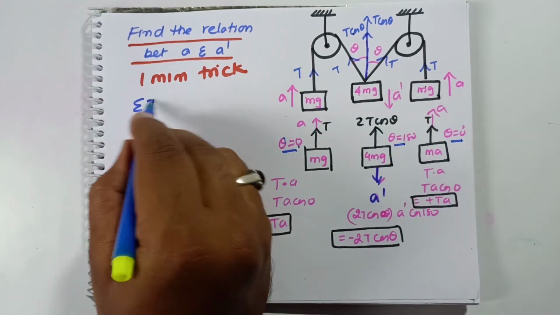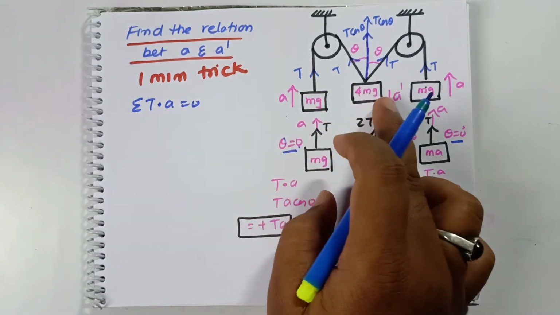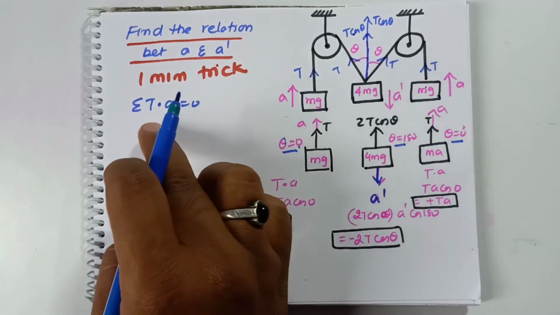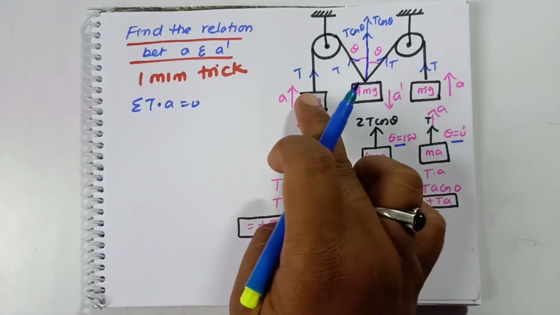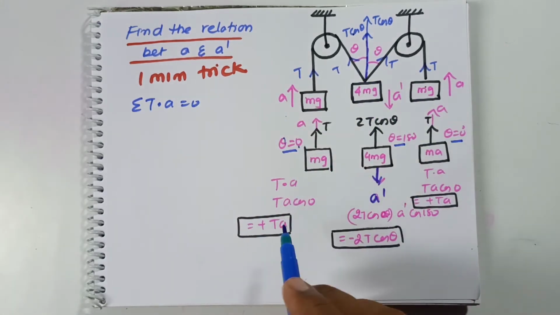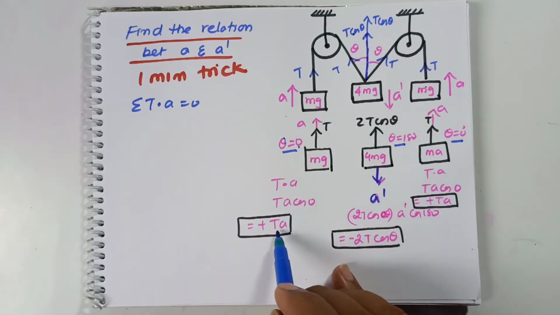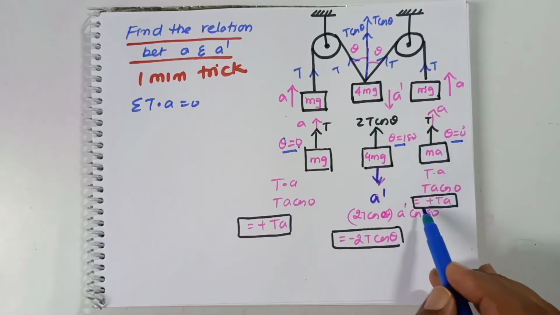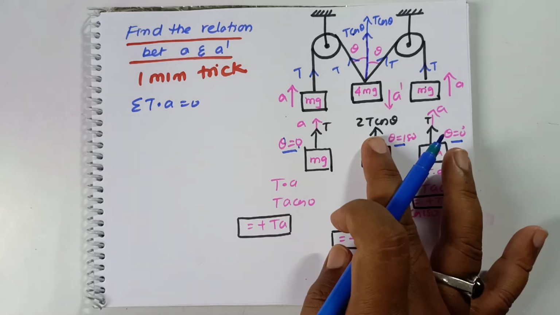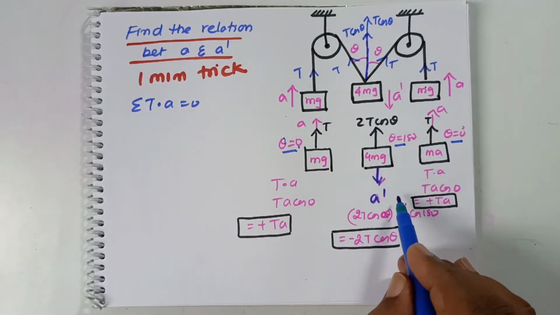So what is the basic concept from which we are going to derive an equation here? The basic concept is T dot A is equal to 0. The algebraic sum of tensions dot accelerations of the blocks in any system is going to be 0. So if you consider these two blocks first, tension and acceleration are in the same direction. So finally, T dot A is equal to TA cos 0, which will become plus TA. So here also the same thing, plus TA you will get here. But in the middle block, 2T cos theta is upwards, acceleration is downwards here.